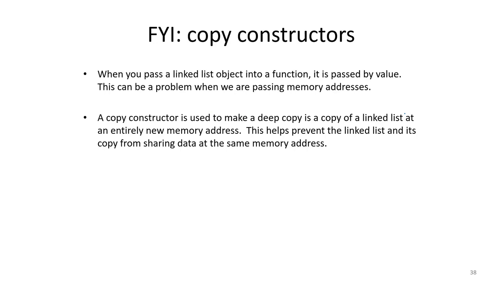One more important point that is good to remember is the copy constructor. So when using linked lists and functions, if you pass a linked list into a function, we use pass by value. And this can be a problem when we're passing in pointers because pointers point to memory addresses. So when we pass a pointer by value, this is sometimes called creating a shallow copy.